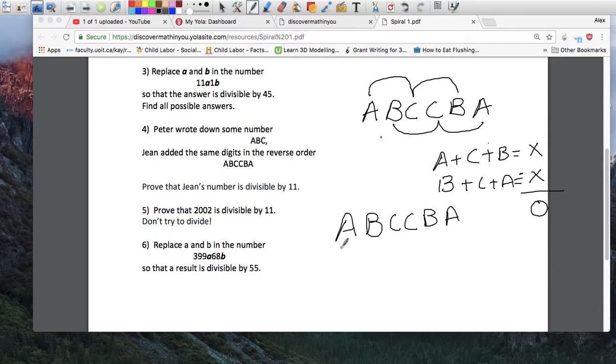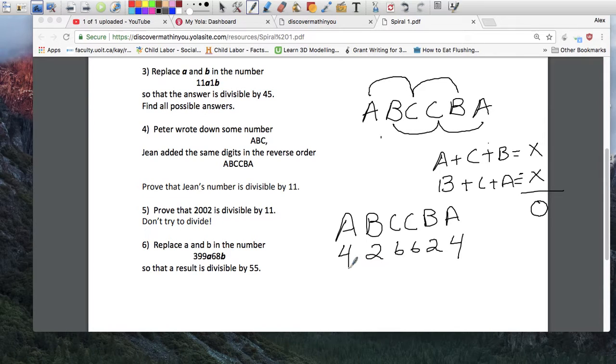So let's pick random numbers. What if I make A 4? I know that this last number will also be 4. What if I make B, I don't know, let's just do 2. This number will also be 2. And these two numbers will be, let's say, 6. So if I make that C 6, this C is also 6. Well, let's see if that works.